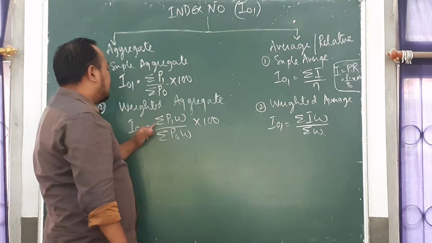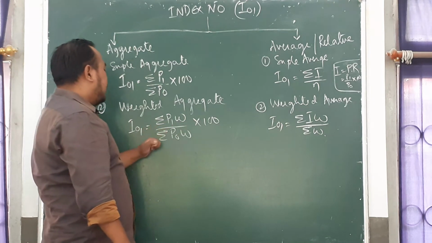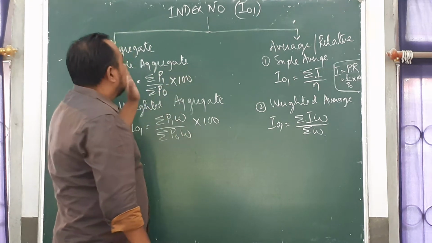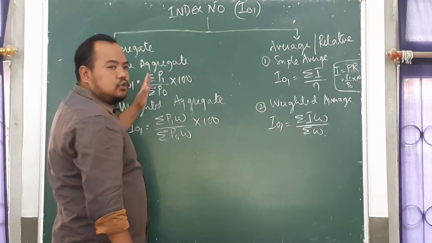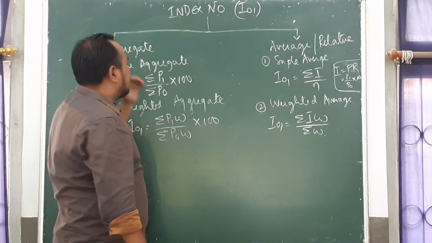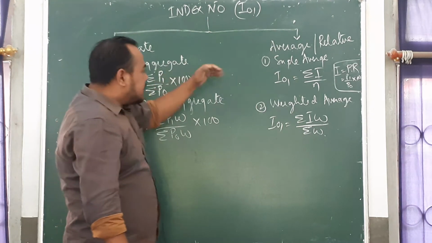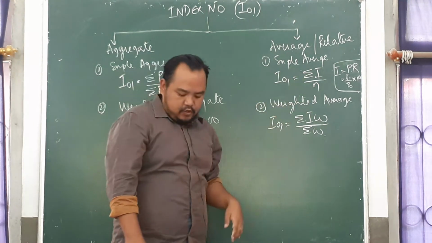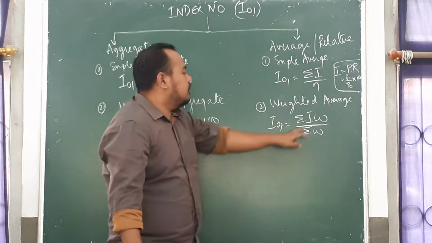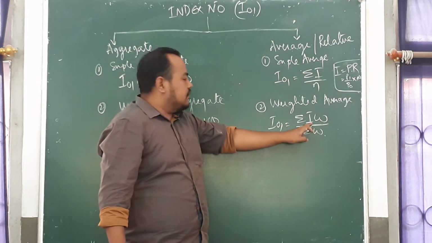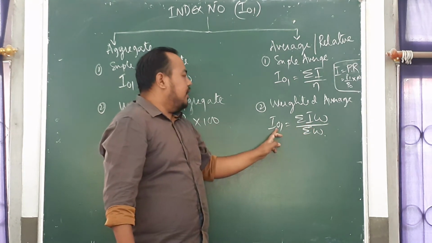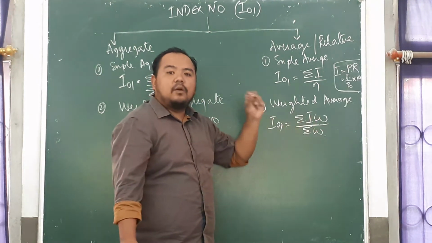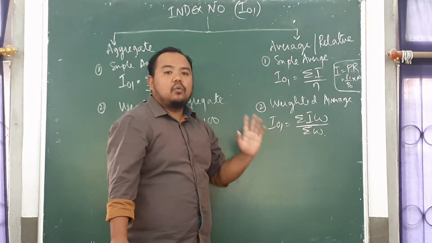Weighted aggregate means the formula will be summation P1W by summation P0W into 100. So the left side will give you the formulas on aggregate. If the weight is given, you have to use weighted aggregate. If the weight is not given, simple aggregate. Next we have average relative. It's simple average, weighted average. So the formulas are here. Capital I stands for price relative, capital I01 stands for index number, W remains constant, it does not change. That's why there is no W0 and W1. So W means weight. Is that clear?